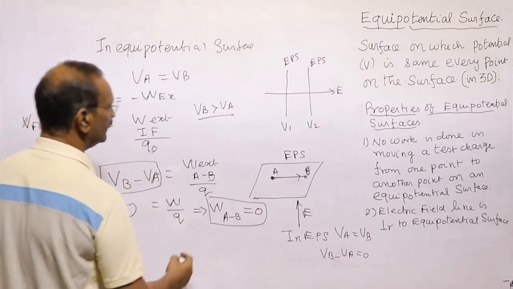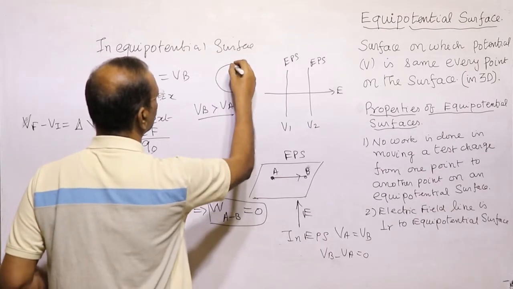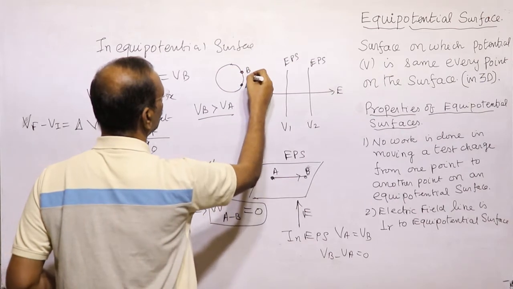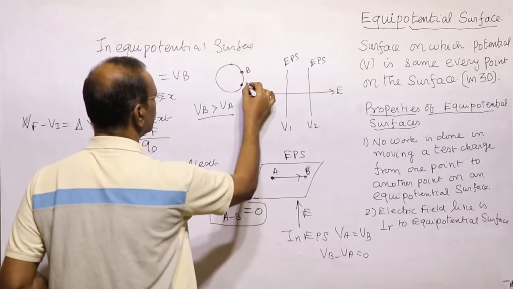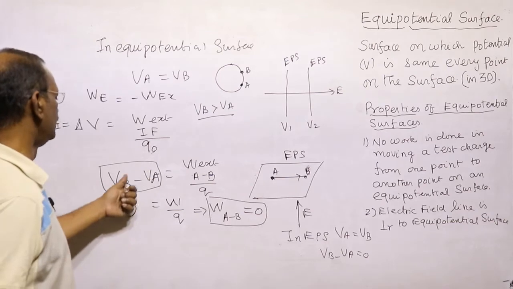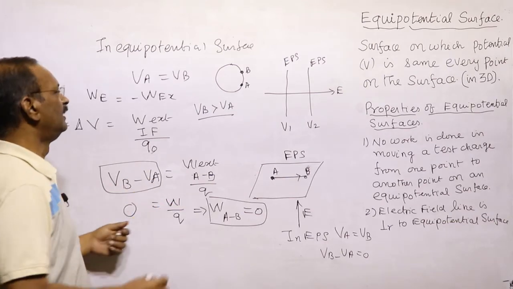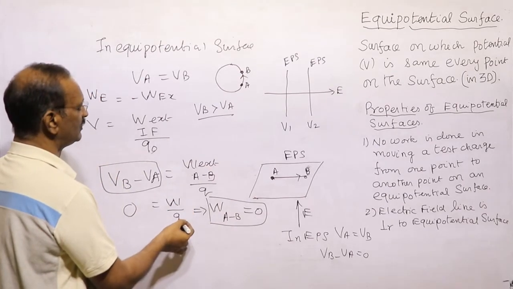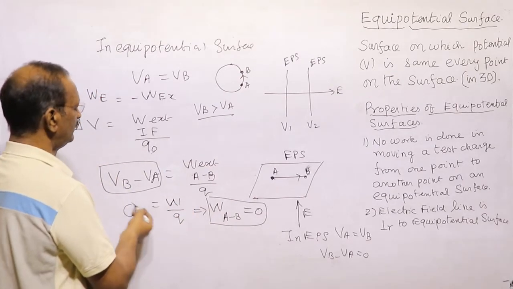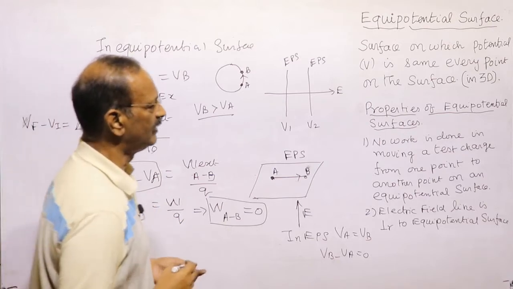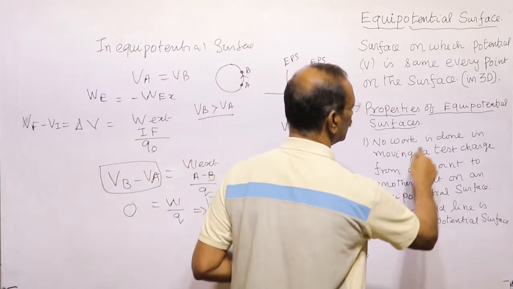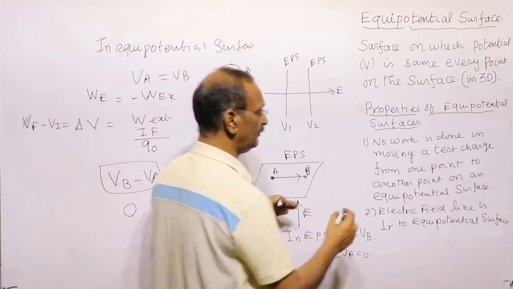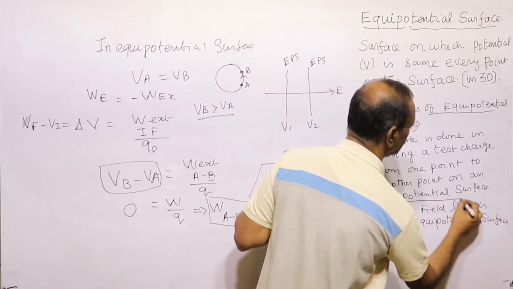Suppose this is a spherical shell, this is the equipotential surface. Work done in moving from A to B is zero, because this point and this point are at the same potential. In general, we can say no work is done in moving a test charge from one point to another point on an equipotential surface. Very, very important.